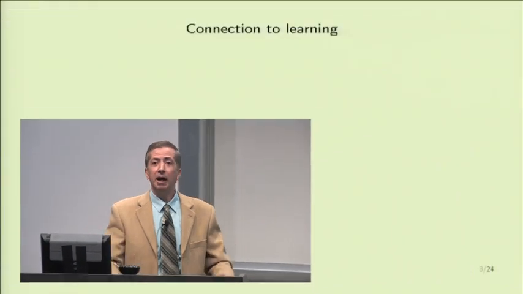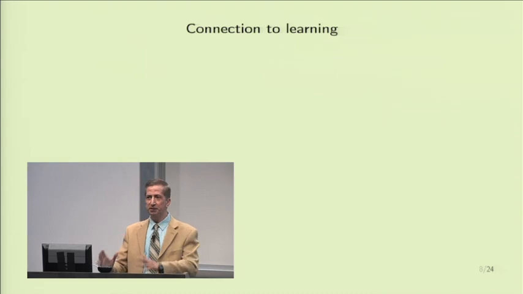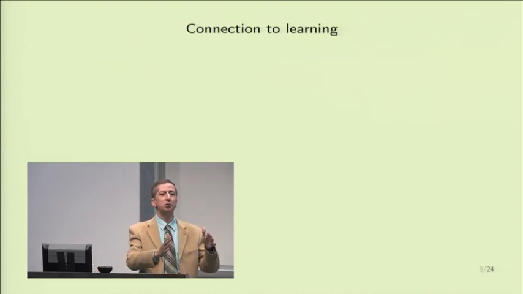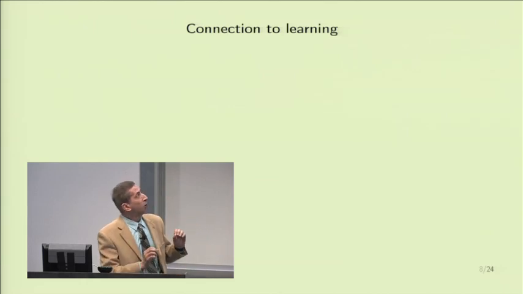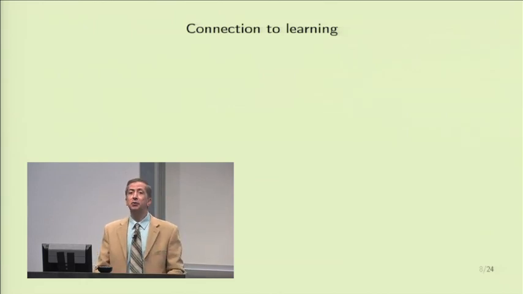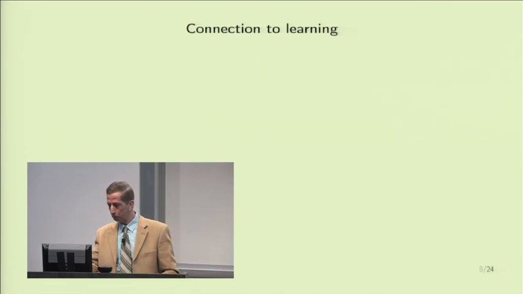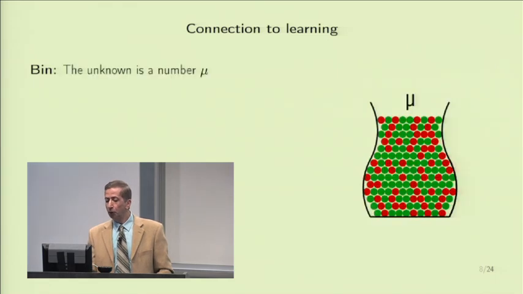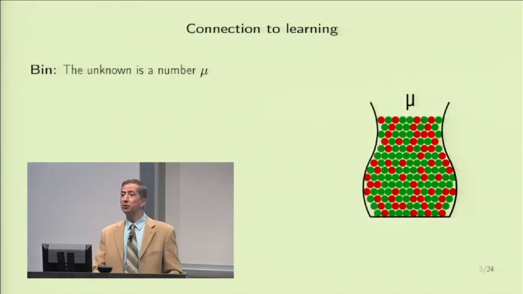Now I think we understand what the bin situation is, and we know what the mathematical condition that corresponds to it is. What I'd like to do is connect that to the learning problem we have. So in the case of a bin, the unknown quantity that we want to decipher is a number, mu, just unknown. What is the frequency inside the bin?